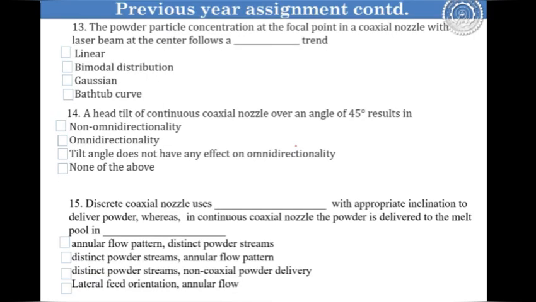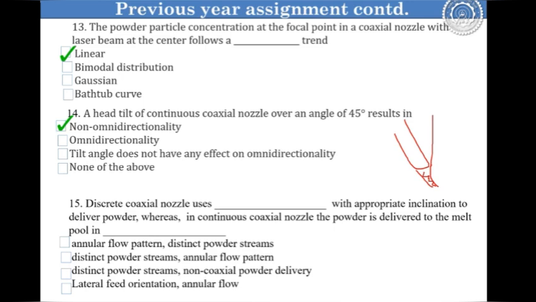Then, the powder particle concentration at the focal point in the coaxial nozzle with the laser beam at the center follows a linear trend. The head tilt of a continuous coaxial nozzle over 45 degrees results in non-omnidirectionality. If you remember, the head was rotated at one angle, so the powder was coming more dense in this portion and there was very little powder in this portion. The powder was coming like this. That's the same thing.